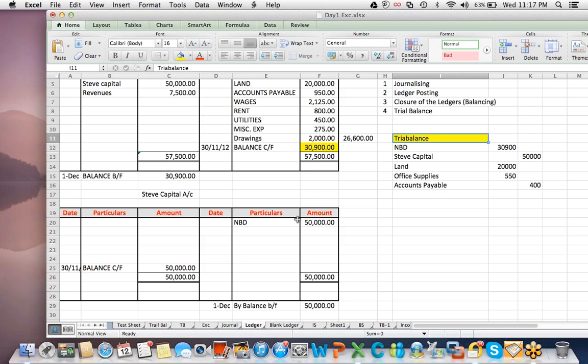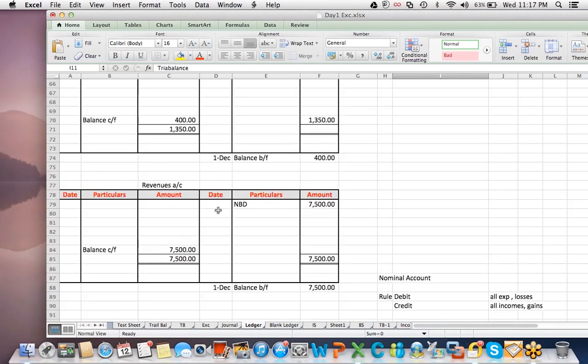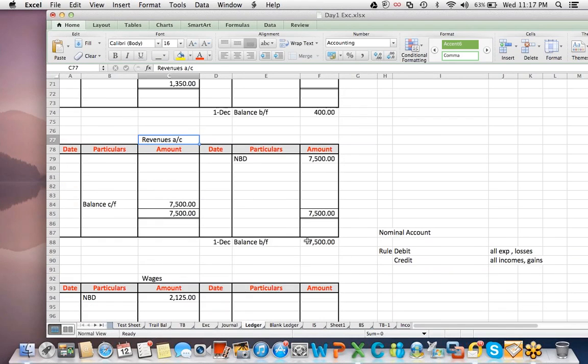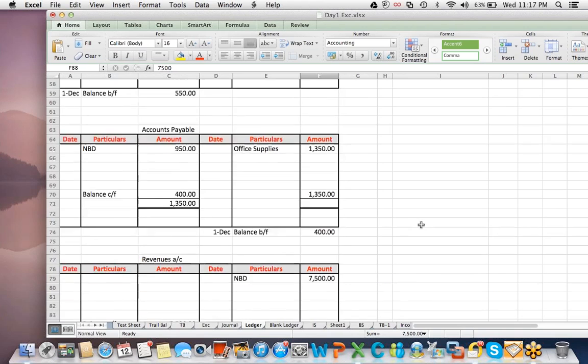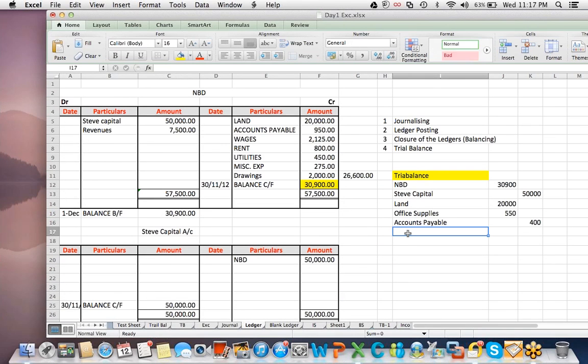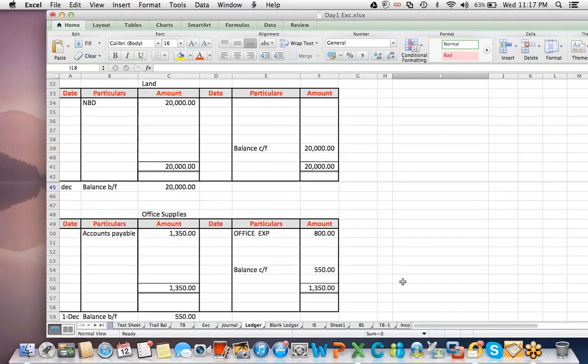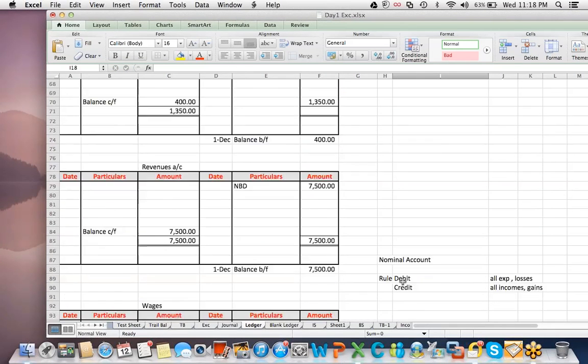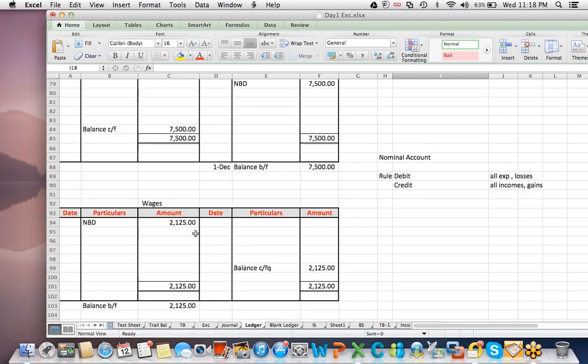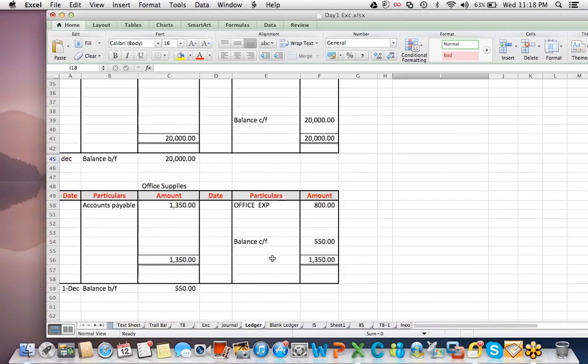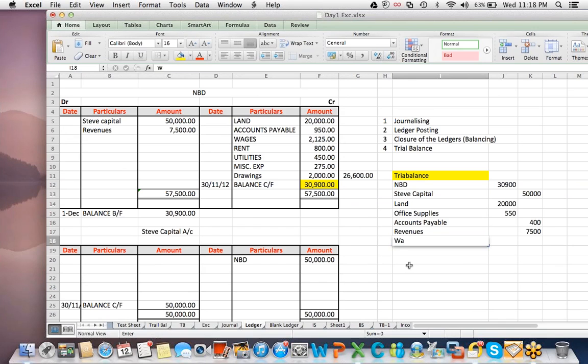The next one is the revenues account. Revenues are incomes, so incomes are always credit side. So revenues here 7,500. After revenues, we have one more account, the wages account. Wages 2125. Expenses, so debit side, 2125.